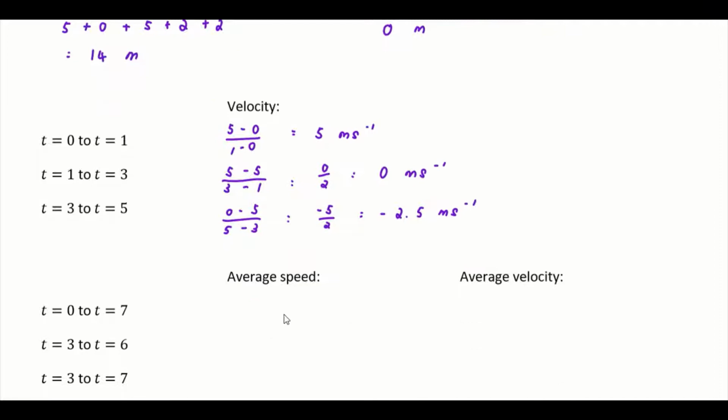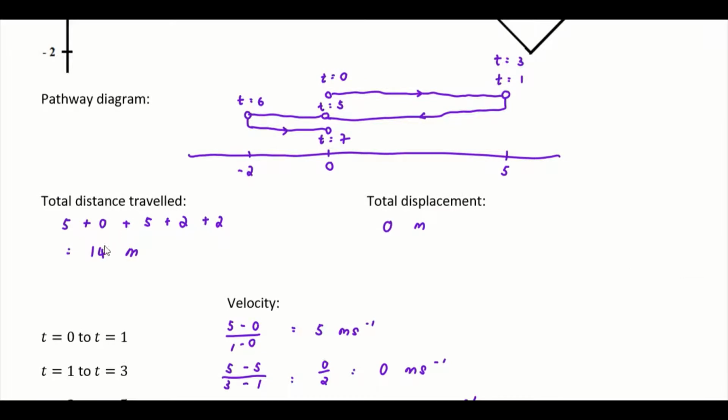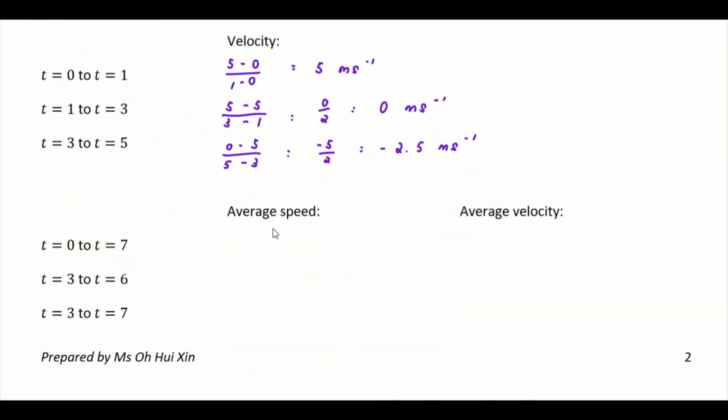Okay, so how about average speed and average velocity? Let's try to look at the average speed first. For average speed, we are talking about the distance divided by the time, and velocity is displacement divided by the time. So for the first one, from 0 to t equals 7, which is the total distance that we already got here, we can straight away use the answer. The total distance from t equals 0 to t equals 7 is 14, and the total time here is 7 seconds. So that's why I can get the average speed as 2 meters per second.